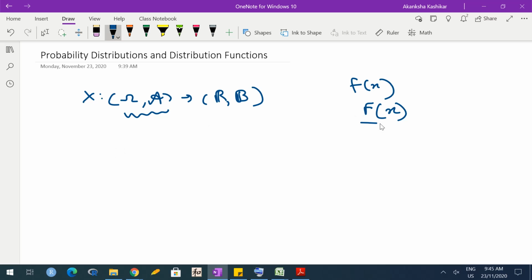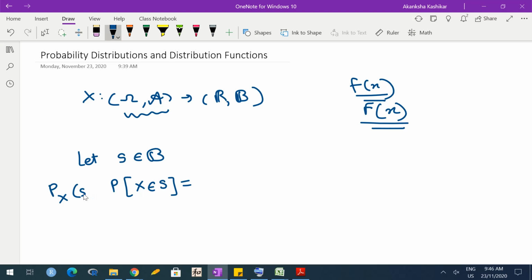So how do I come to this type of scenario? How do I come to probability of real numbers? So let me consider some Borel set. Let S be a Borel set. So we know S consists of real numbers and we want to define something like probability of X belonging to S. This is what we know when we say we want to know the probability distribution of a random variable. So probability of X belonging to S, this we will denote by P_X(S). We'll use the notation P_X(S).